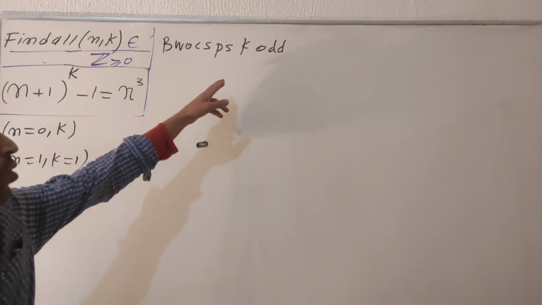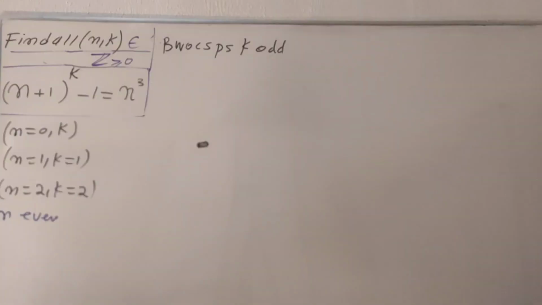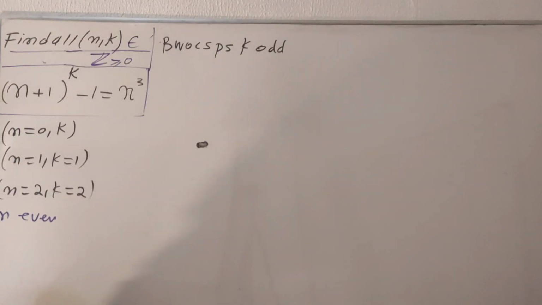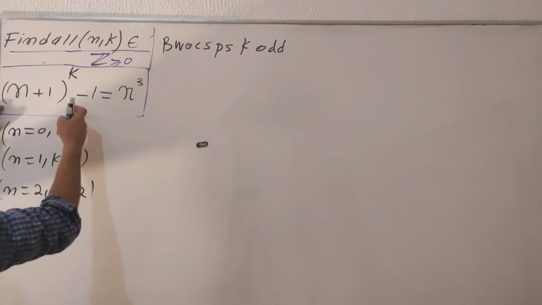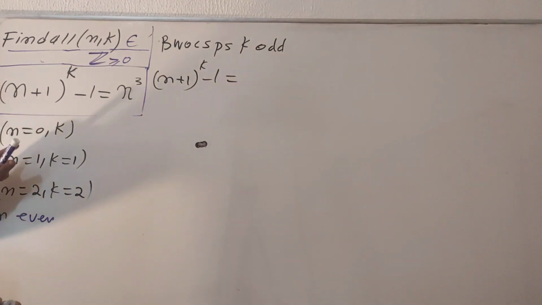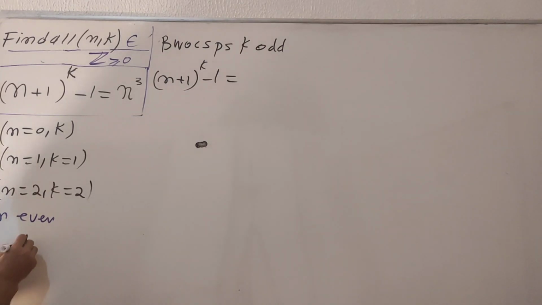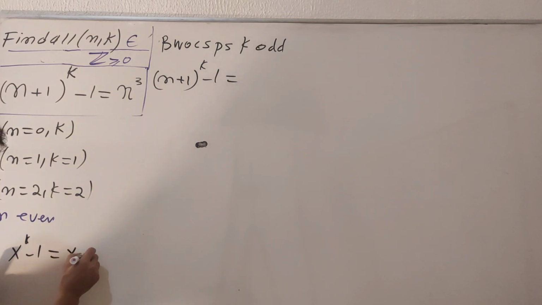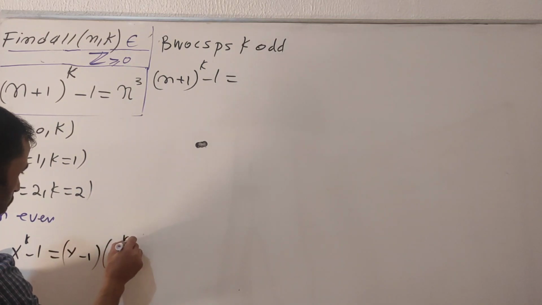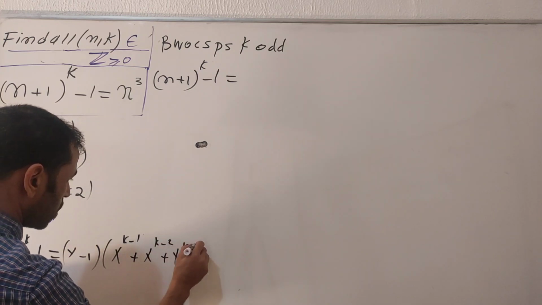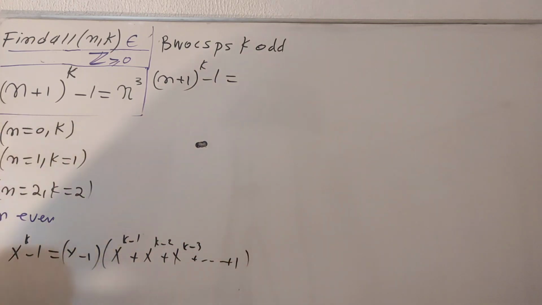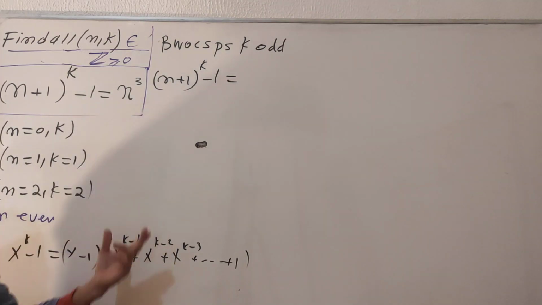We are going to assume k is odd, and at some point we are going to extract a contradiction. Since k is odd, we are now allowed to factor this as a product. We assume this as x to the k minus 1, which is going to be factorized in this form: x minus 1 times x to the k minus 1 plus x to the k minus 2 plus x to the k minus 3, and all the way down until you get 1.